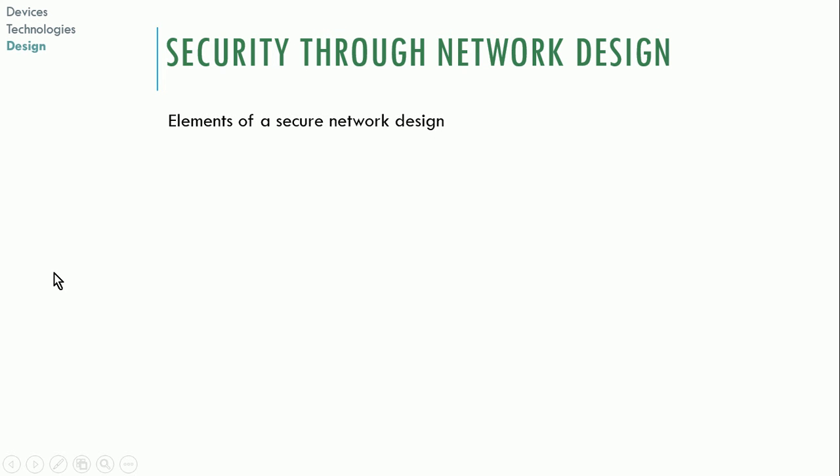In this last video for this unit, I'm going to touch on security through network design. I'm going to talk about 4 network design principles that we use in network security. The first one being the use of a demilitarized zone. The second, subnetting. Third, virtual LANs. And remote access. So we'll talk about these 3.